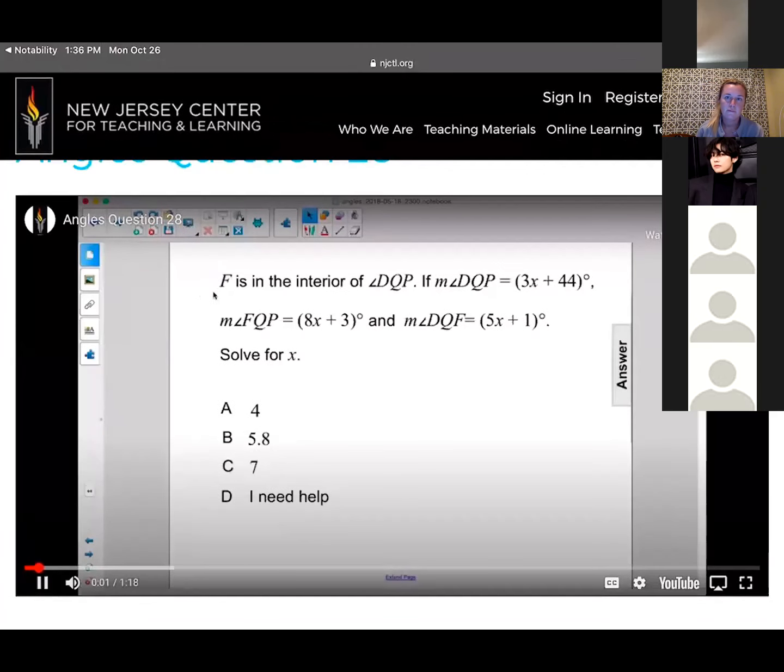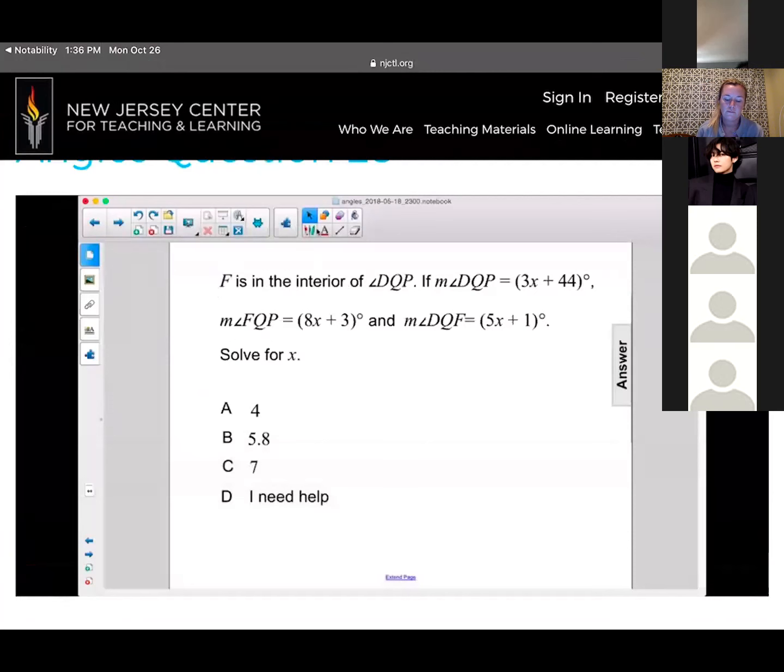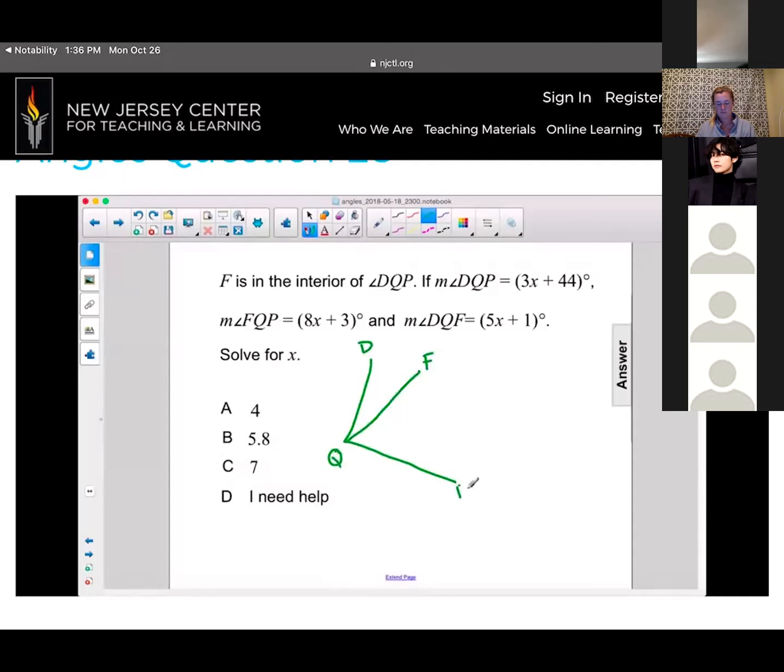F is in the interior of angle DQP. So let's draw our angle. All right, here's an angle. And we have F in the interior. So there's F. Here's D, Q, and P.